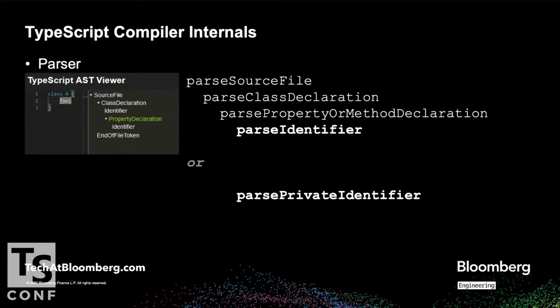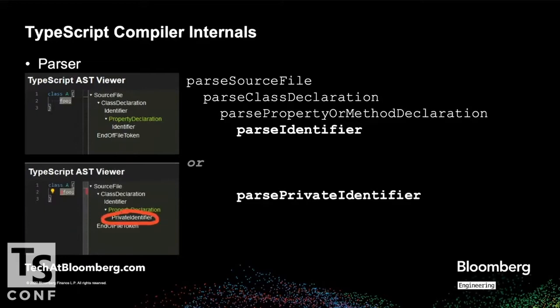So in this case, I have a class A with a foo property. If I highlight that foo property, it'll highlight it in the syntax tree. I can use the syntax tree to find the roughly corresponding call stack in the parser. So you can see that the call stack, the functions in the parser, often correspond to the names of the nodes in the syntax tree. So we want to introduce this private identifier token, or AST node, in this location.